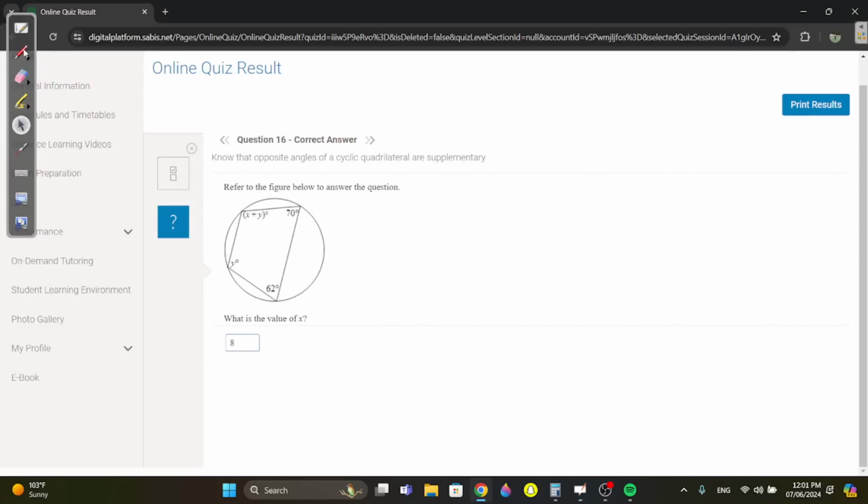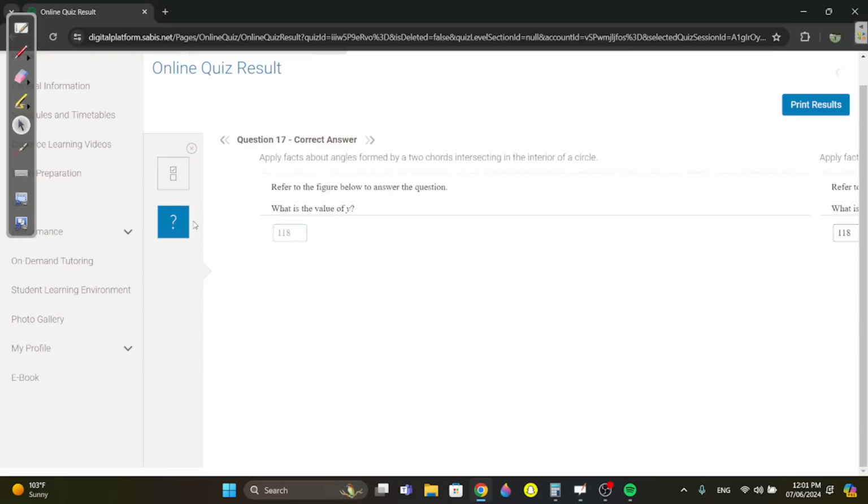Question 16. What is the value of x? Obviously this is cyclic, so that means if you add them up, they're supplementary. So y plus 70 equals 180, and you're going to get y is 110. Then x plus y plus 62 equals 180. So x plus 110 plus 62 equals 180. You're going to get x equals 8, obviously.